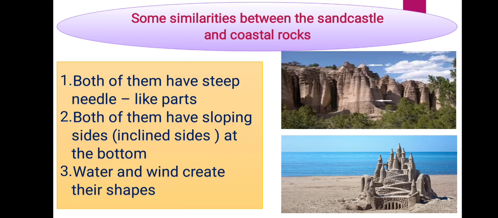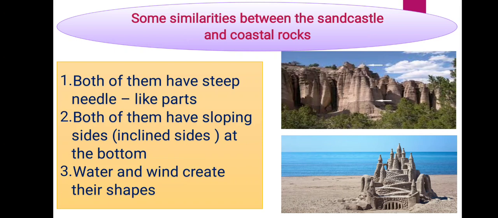Why? Because both of them have sloping or inclined sides. Inclined or sloping sides mean the sides of both of them are sloping, like a slide. If you put anything on the sides of the castle rock, the coastal rocks, or the sandcastle, the toy car will move down very fast because it has a sloping or inclined side.